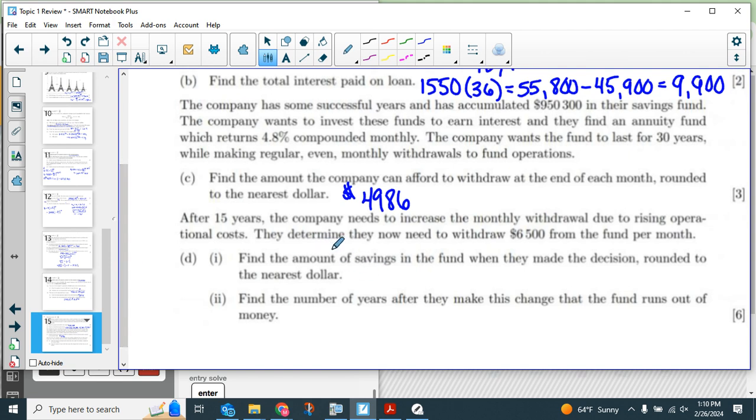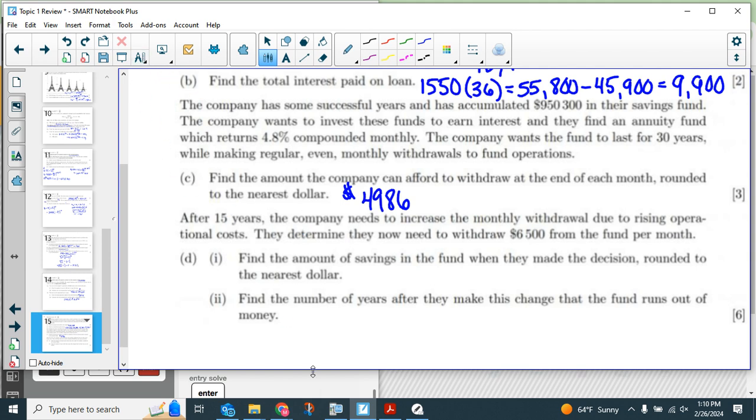After 15 years, the company needs to increase the monthly withdrawal due to rising operational costs. They determine they now need to withdraw $6,500 from the fund per month. All right, so this is when stuff starts to get tricky. Find the amount of savings in the fund when they made the decision. Round to the nearest dollar.